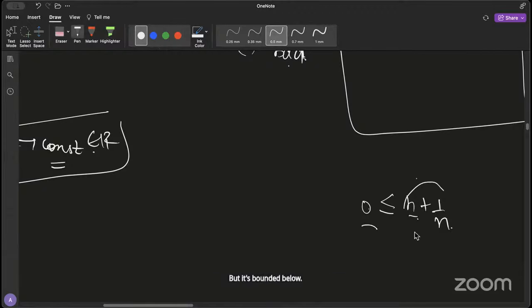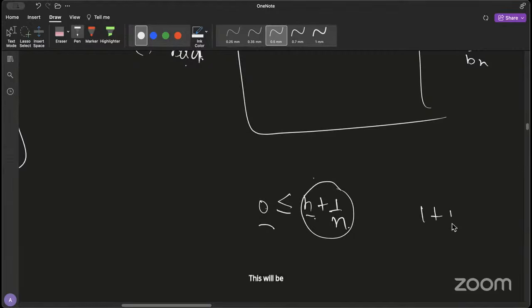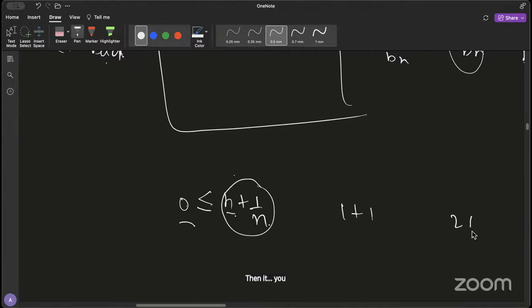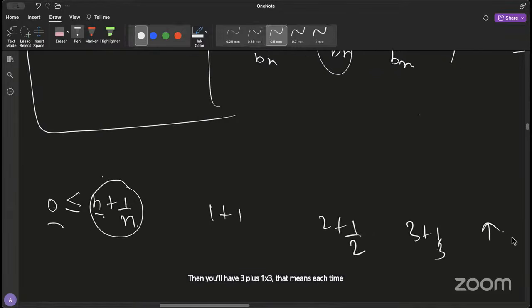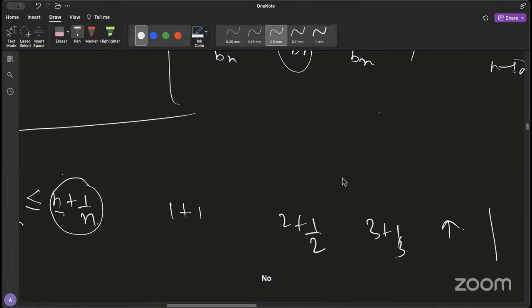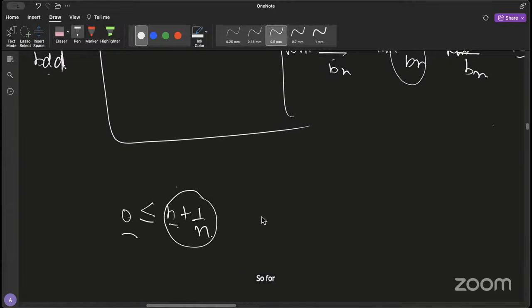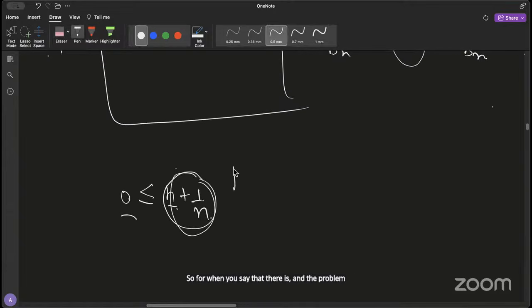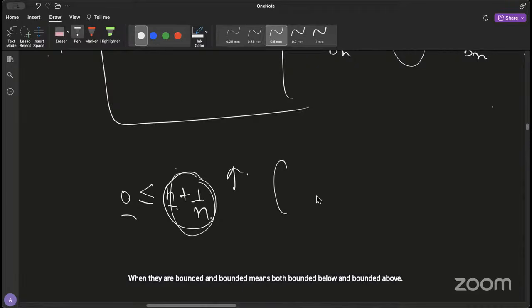Now, do you think this can converge? This will be 1 plus 1. Then you'll have 2 plus 1 by 2. Then you'll have 3 plus 1 by 3. That means each time it keeps increasing, without a bound. No upper bound. That means it can't converge, right? The problem here is that it's an increasing sequence, and we know that increasing sequences are only convergent when they are bounded, and bounded means both bounded below and bounded above, right?